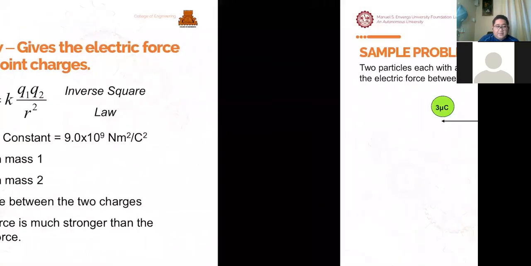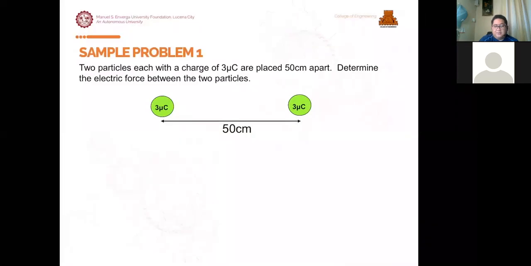So, let us now apply yung Coulomb's law sa sample problems so that we can appreciate kung ano yung ibig sabihin o paano gamitin yung Coulomb's law. Okay? So, let's have our first example. So, let's say we have two particles each with a charge of 3 microcoulomb. Okay? Placed 50 centimeter apart. Question is, determine the electric force between the two particles.